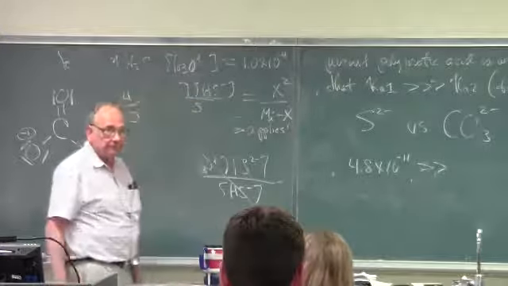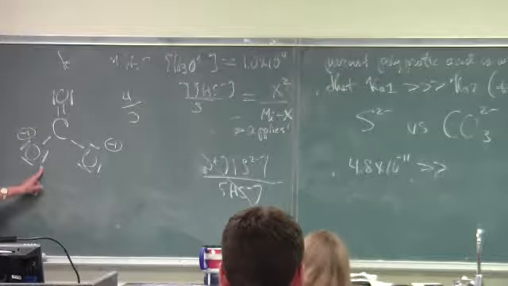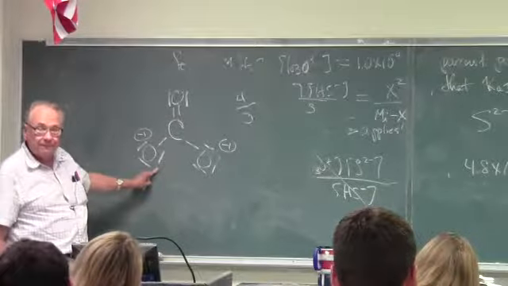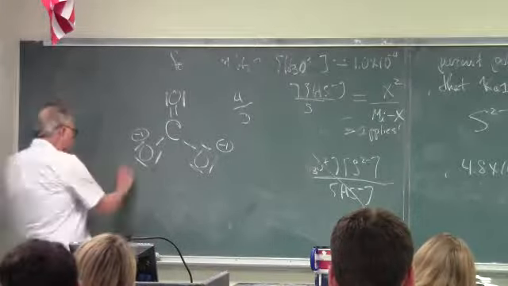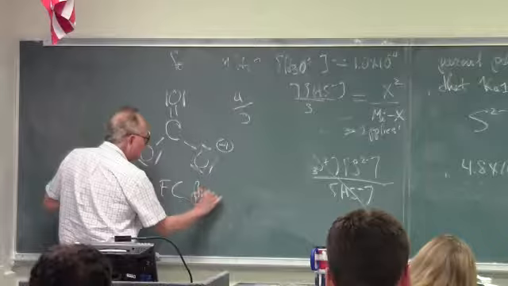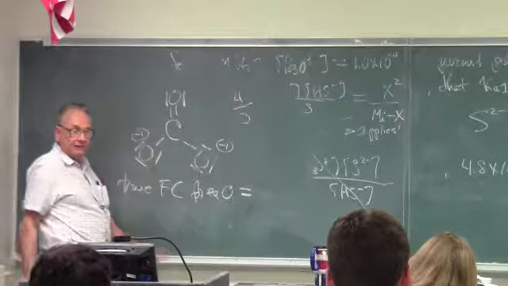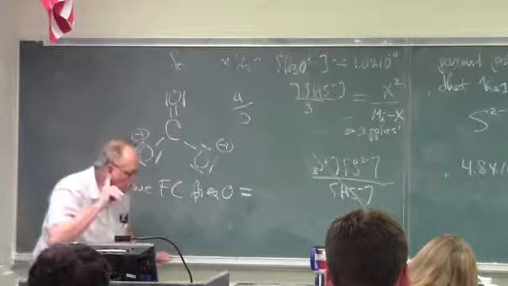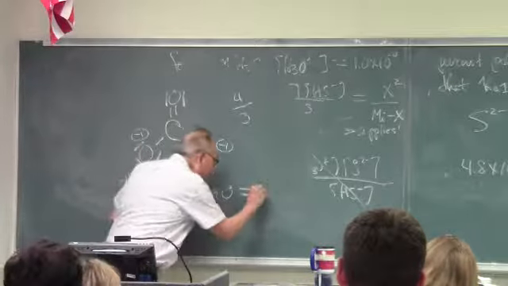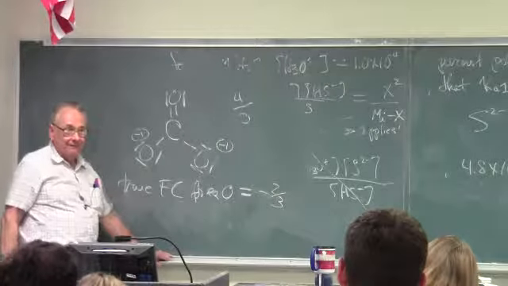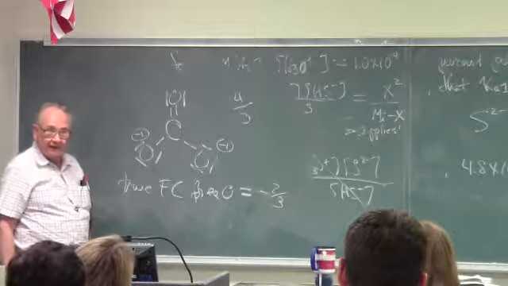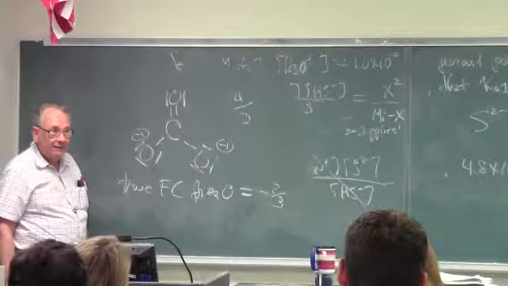So take note that the true formal charge for an oxygen atom in carbonate ion, the true formal charge, what is it? True formal charge for each O equals how much? Minus 2/3. How many oxygens do I have? 3. How much total charge do I have? Minus 2.